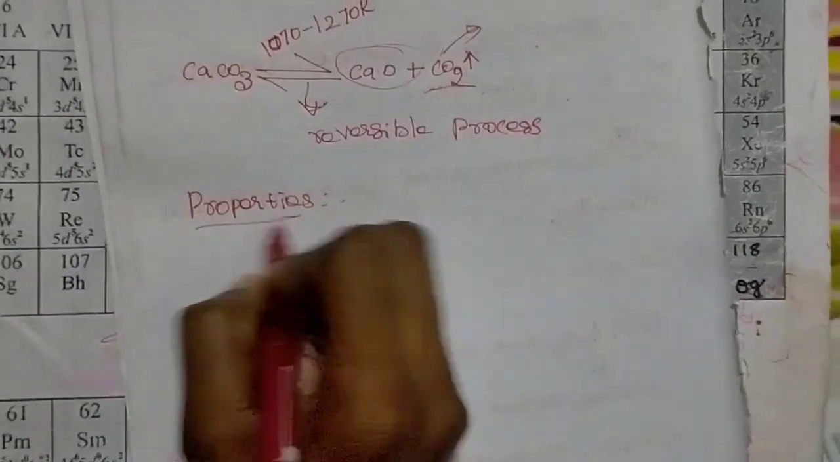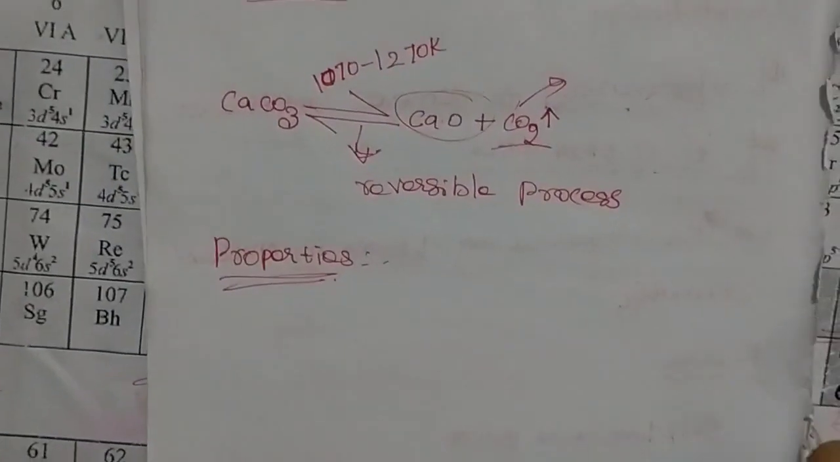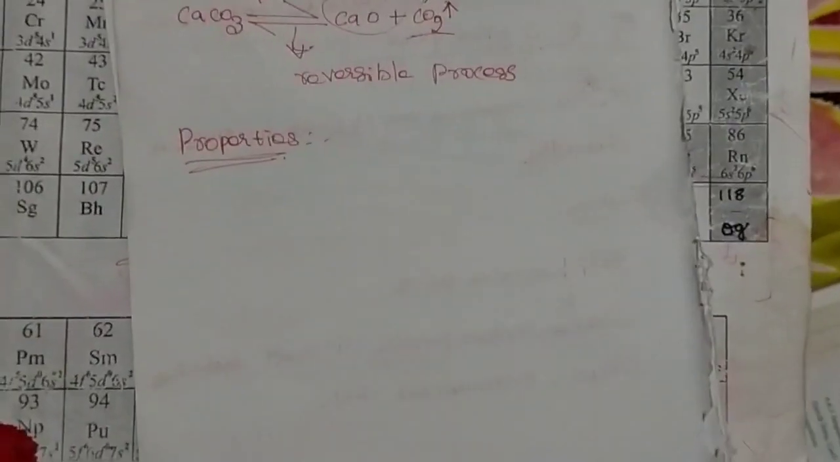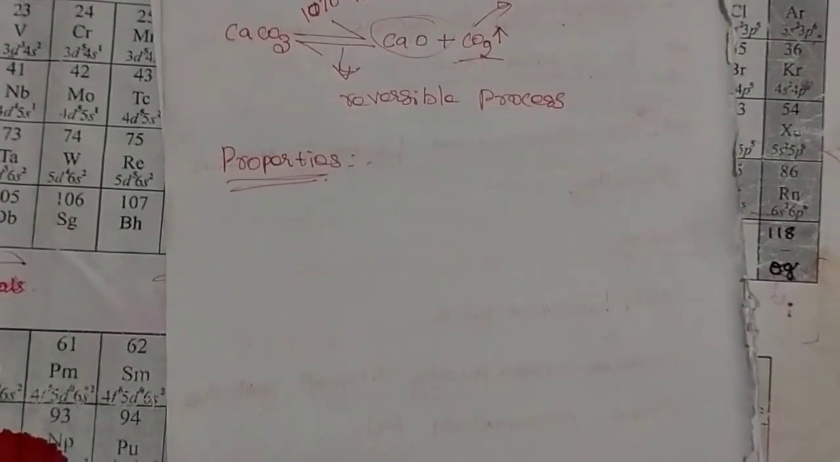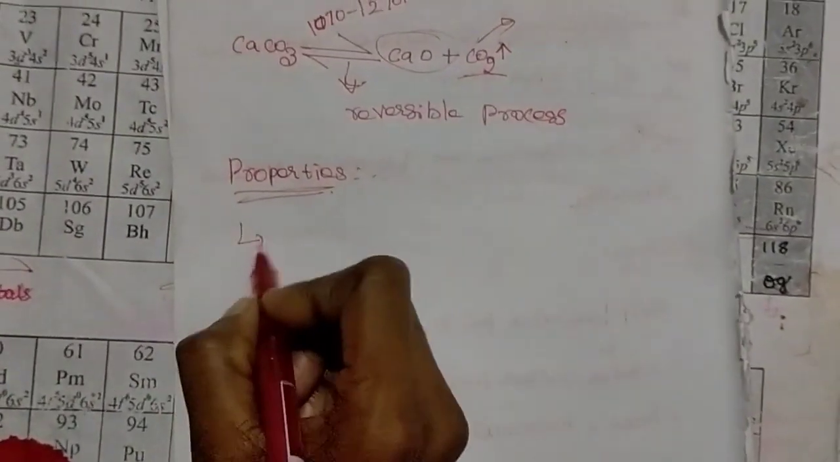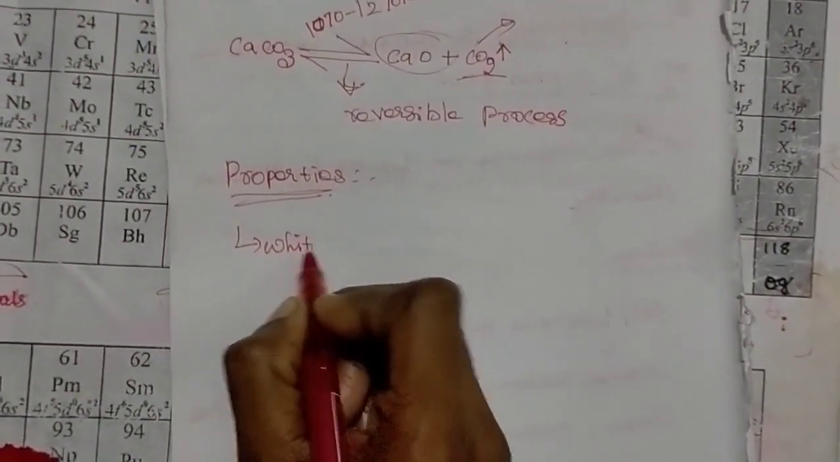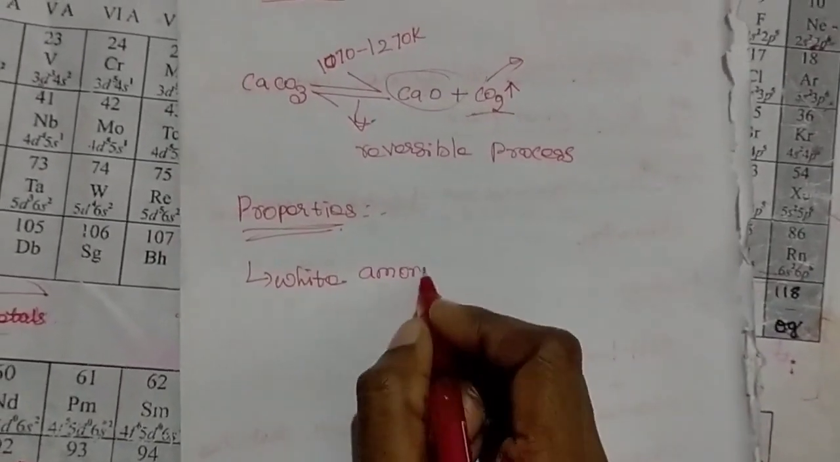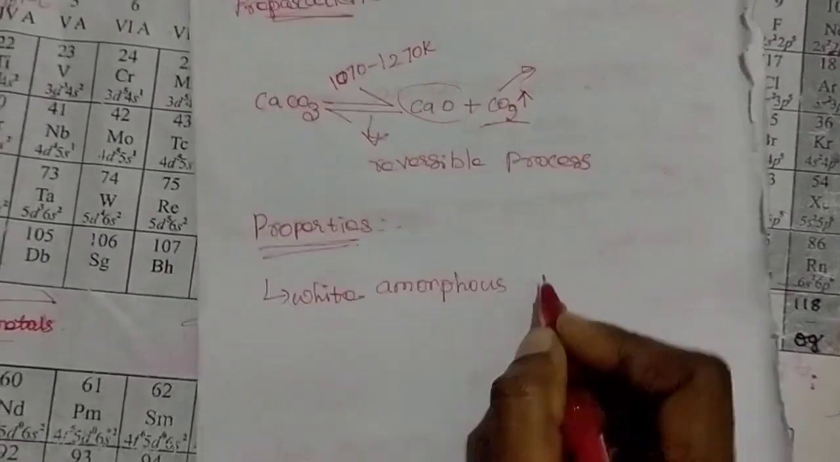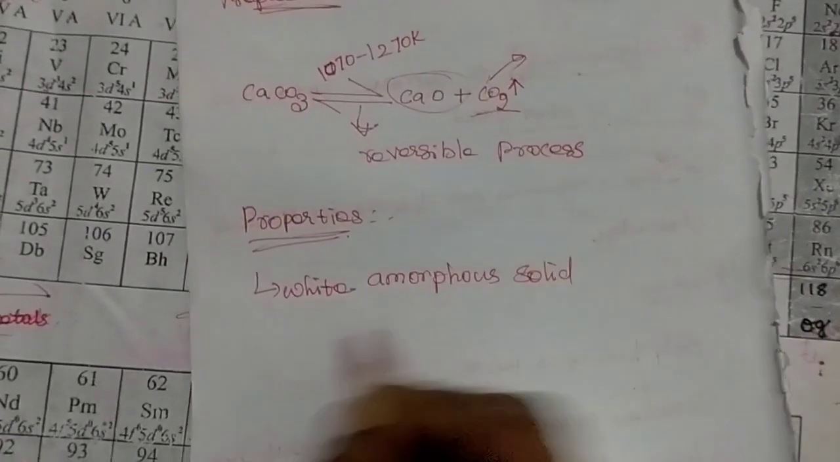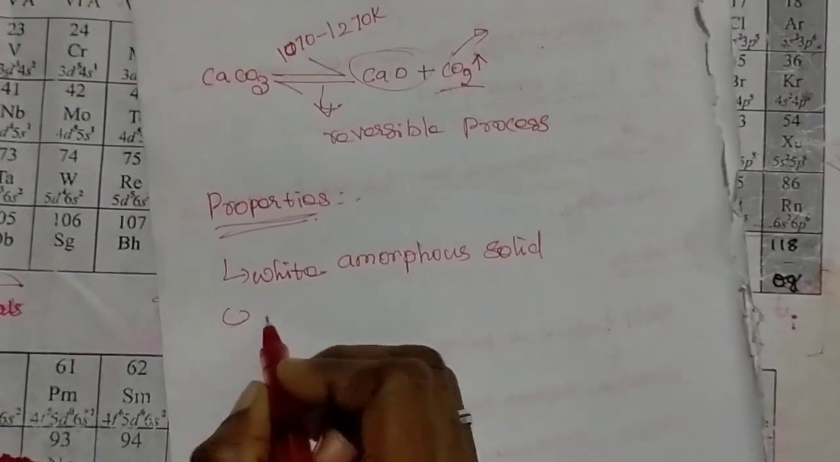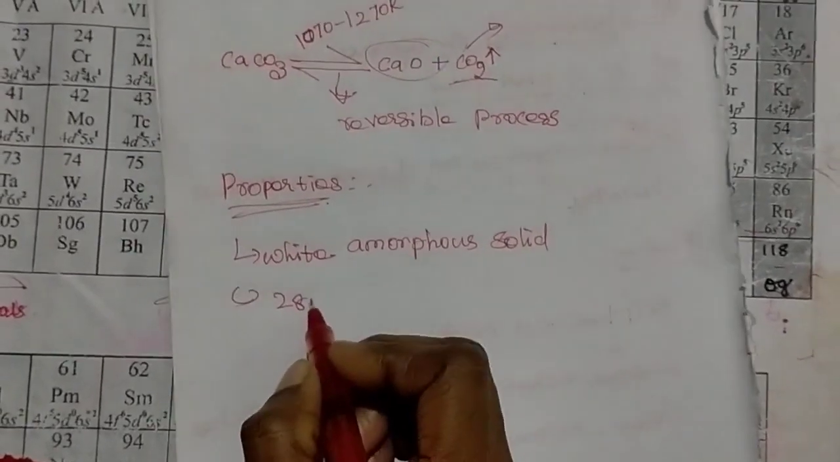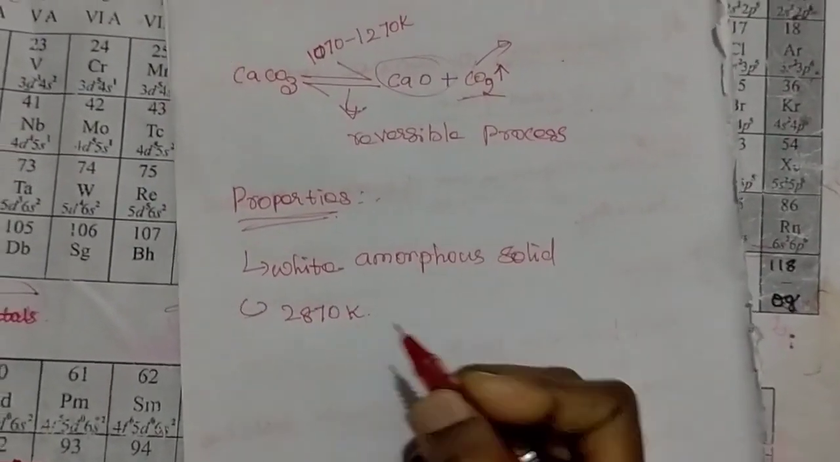Next, the properties of calcium oxide, or quicklime. Calcium oxide is a white amorphous solid. Its melting point is 2870 Kelvin.